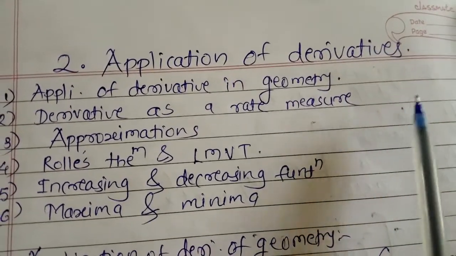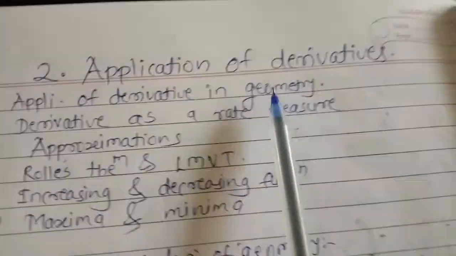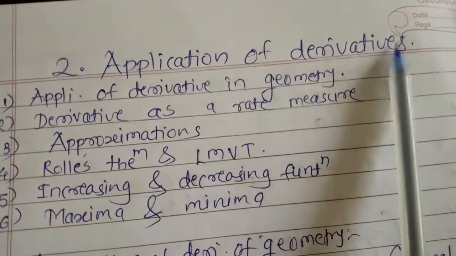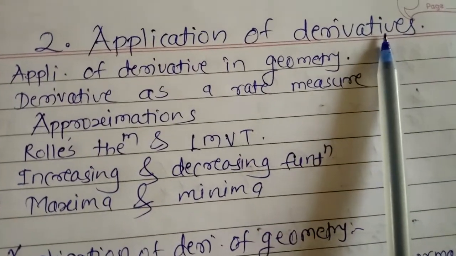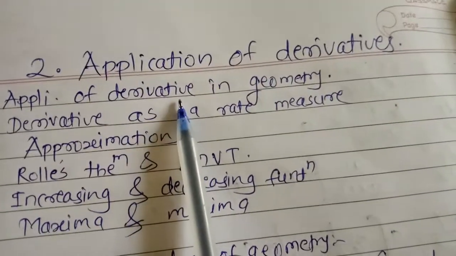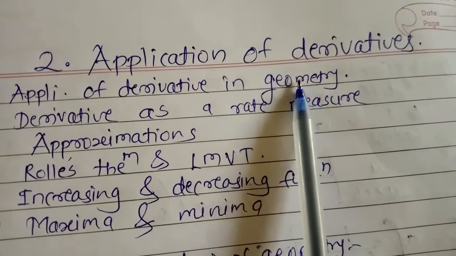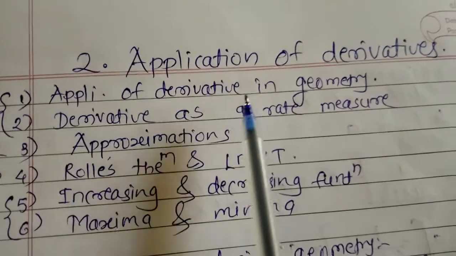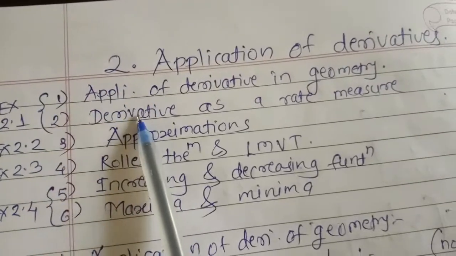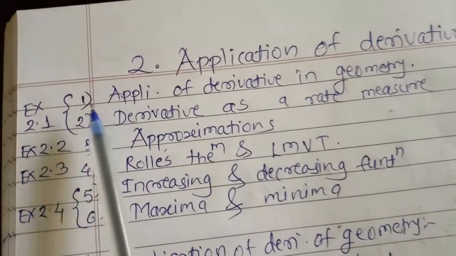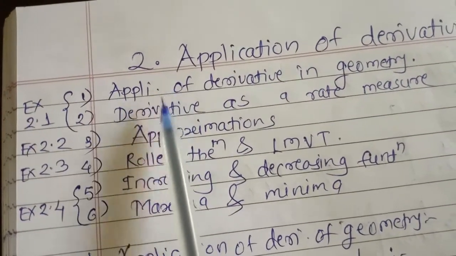Before starting with this chapter, you have to know that this chapter is regarding the applications of derivatives, meaning we already learned how to solve derivatives. So we have the different applications of the derivatives in geometry. There are four exercises in this chapter, and each exercise is related with these points. I'm going to explain these first two points, application of derivative in geometry and derivative as a rate measure. Exercise 2.1 is regarding these two points.